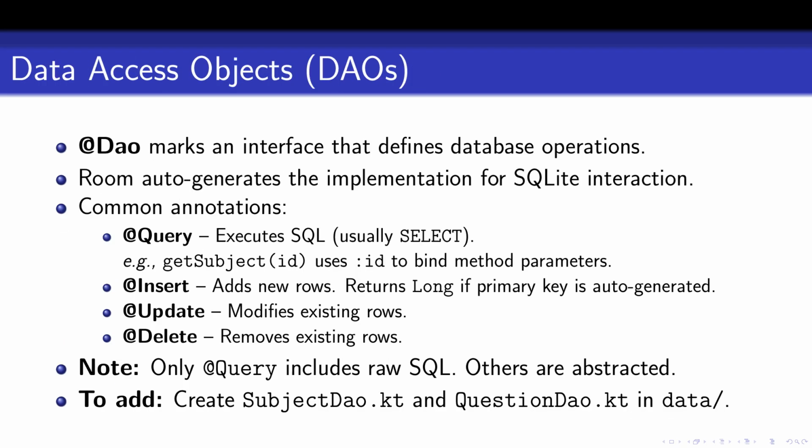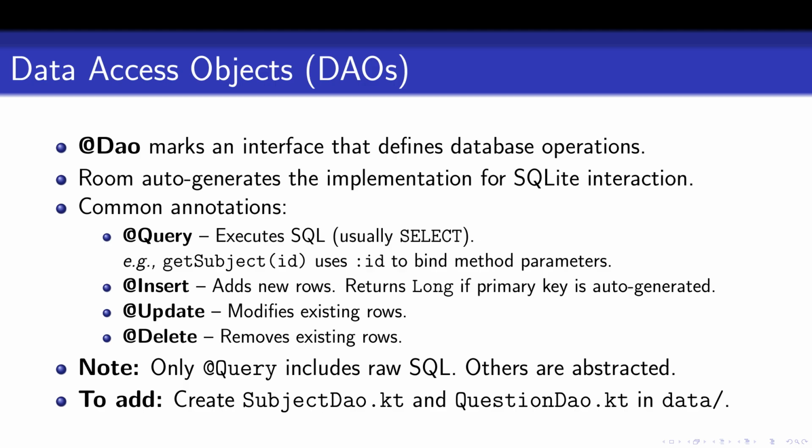Next, we move into Data Access Objects, or DAOs. DAOs define the database operations we want to perform. The @Dao annotation marks an interface for this purpose, and Room automatically generates the implementation behind the scenes. We use annotations like @Query for selecting data, @Insert for adding rows, @Update for editing, and @Delete for removal. Only @Query requires raw SQL, while the others are more abstracted.